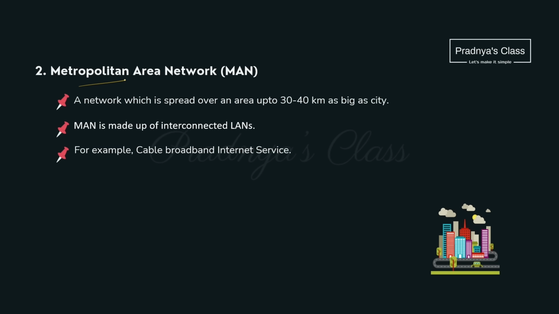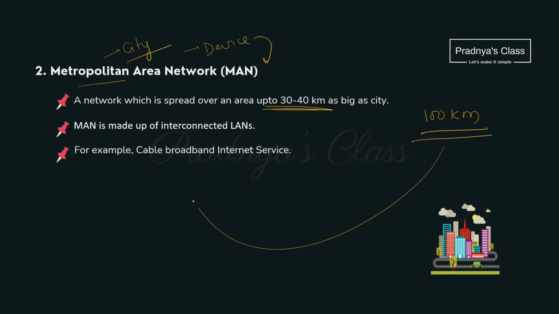The second one is metropolitan area network. It is nothing but related to city. It means when we connect the devices within the city, it will be MAN. City can be sometimes big, so we can consider up to 100 km of range. This can be the example: cable, broadband, internet service.